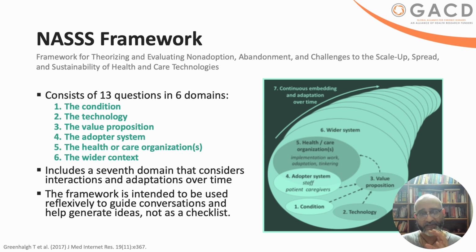This framework consists of six domains: the illness or the condition that you are trying to respond to or tackle, the technology, the value proposition of the intervention that you're planning to scale up, the individuals who are intended to adopt the technology, the organizations, and the wider system, along with the seventh domain that considers how all of these interact with each other and evolve over time.